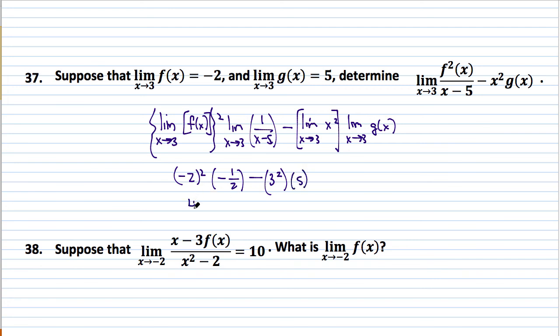So now I have 4 times -1/2 minus 9 times 5. And so my limit in this particular case is going to be equal to -2 minus, so 9 times 5 is 45, and we have -47.